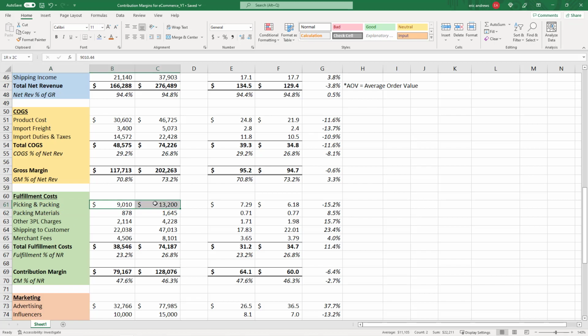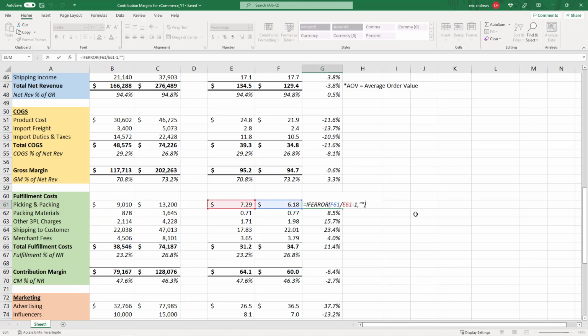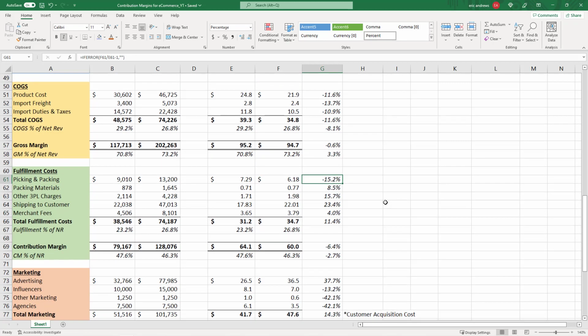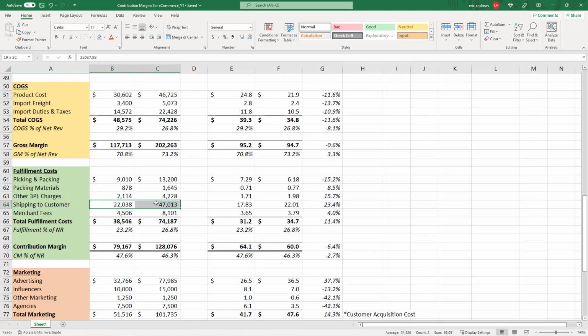So you have pick and pack in the warehouse, which is packing the orders basically. Then you have packing materials, and you can see that the unit economics of each of these things is changing. So the pick and pack went down. This month, maybe we were able to implement some kind of a better system that made it go faster. Packing materials, other third-party logistics charges, shipping to customer.